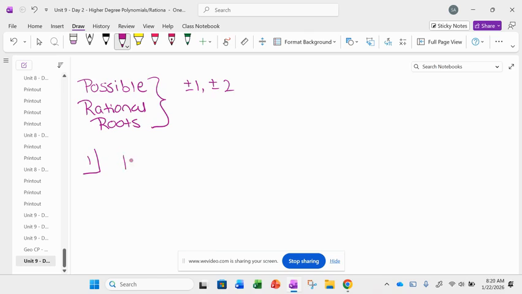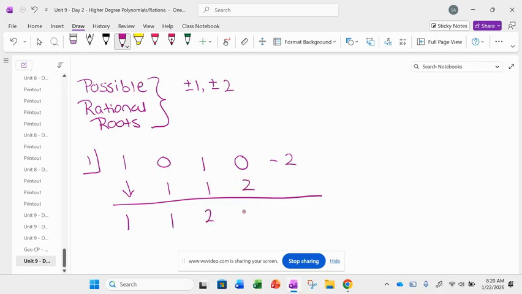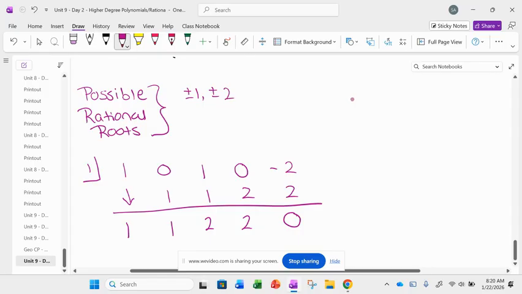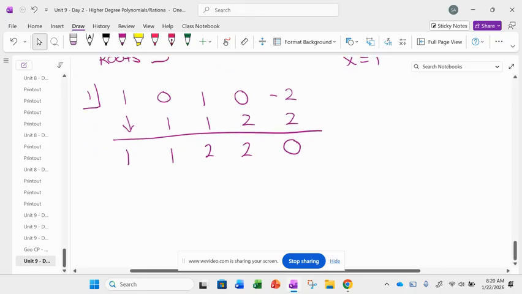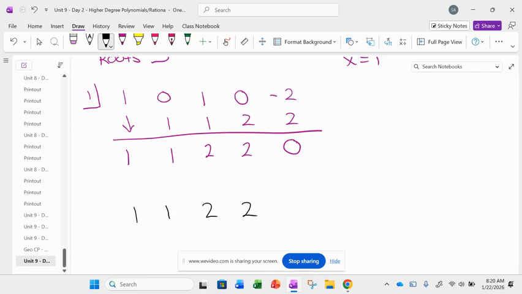So we have a 1, a 0, a 1, a 0, and a negative 2. Bring down that 1. 1 times 1 is 1. 1, 2, 2, 2, 2, 0. There we go. So 1 was successful. So what does that mean? For our roots, we're going to have x equals 1. And now we're going to use the new coefficients, 1, 1, 2, 2.